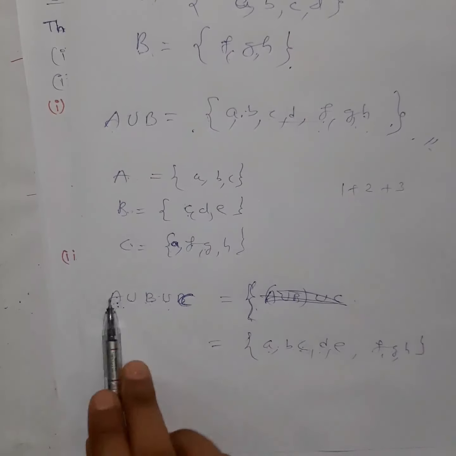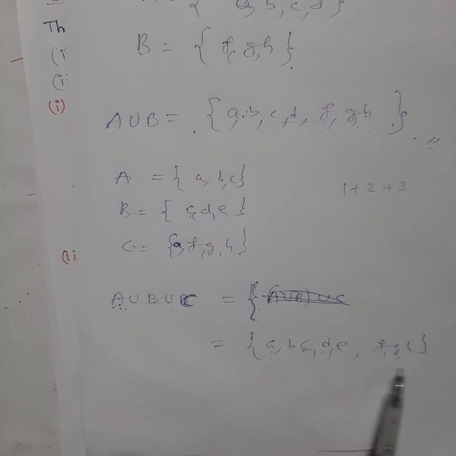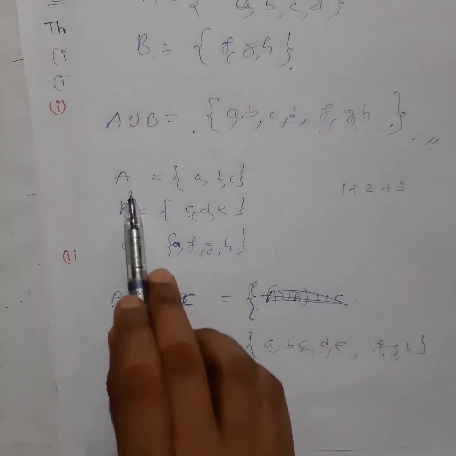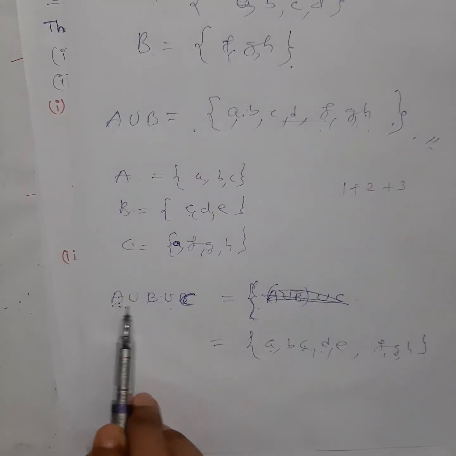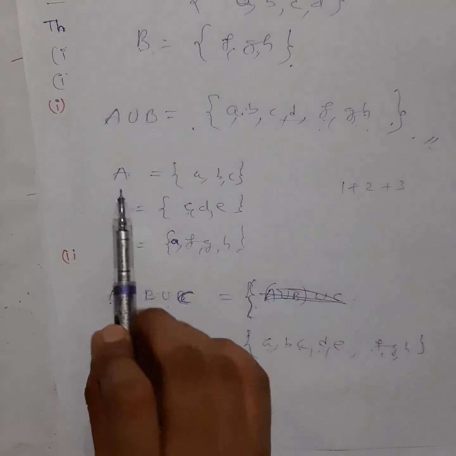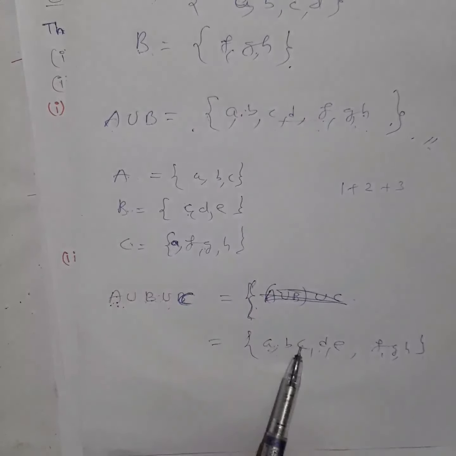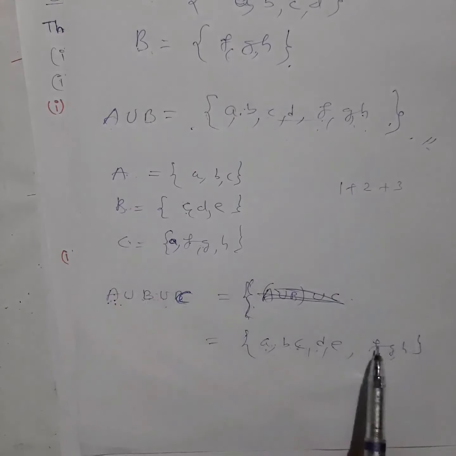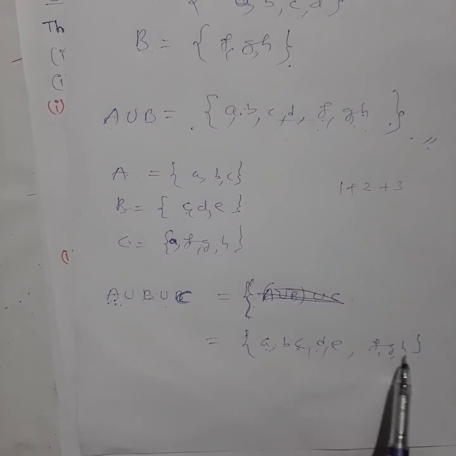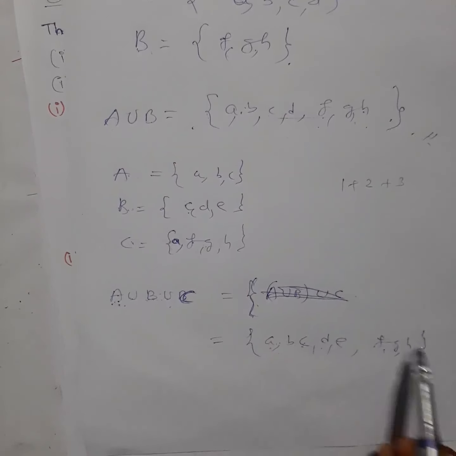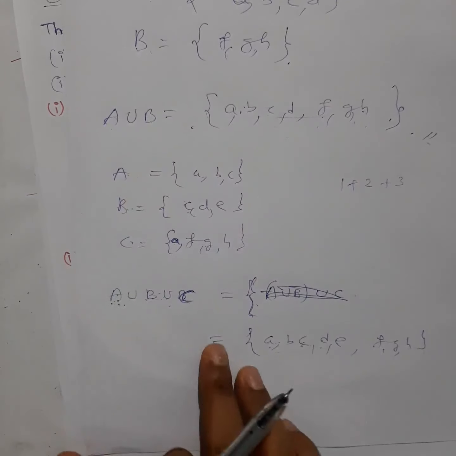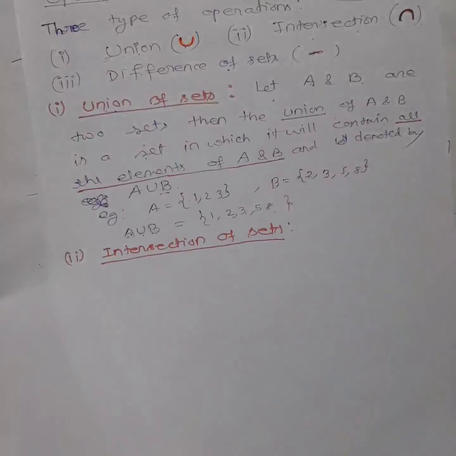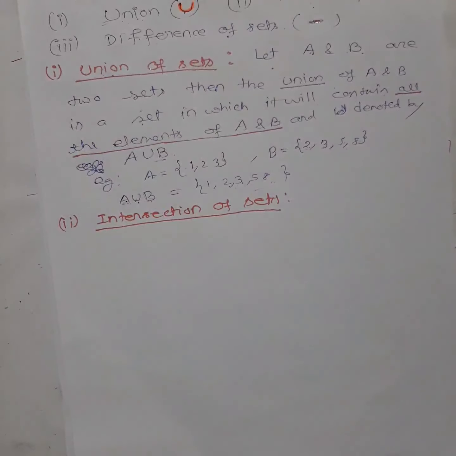So you can see union is nothing but a set in which all elements of the sets which you have taken in the union will be there. So from A, elements A, B, C are there, from B, elements C, D, E are there, from C, elements A, F, G, H are there. So this is called union. Okay, I hope with the example it is clear, right?